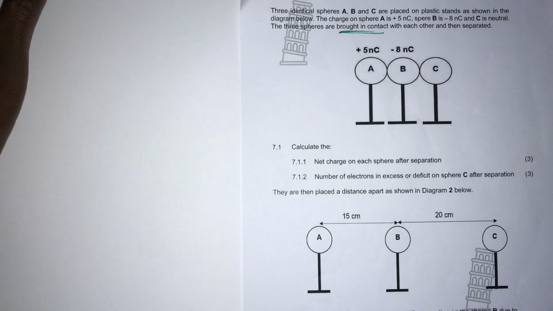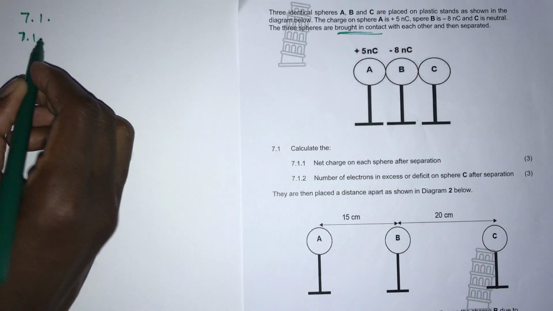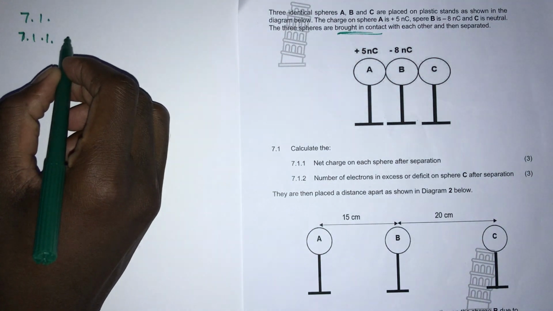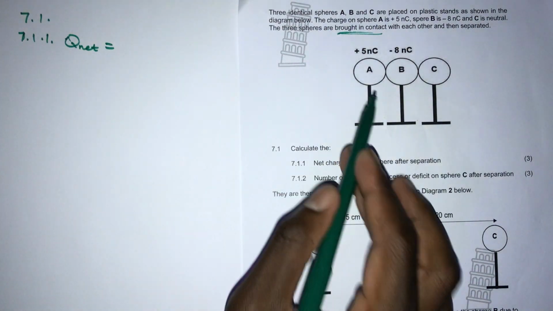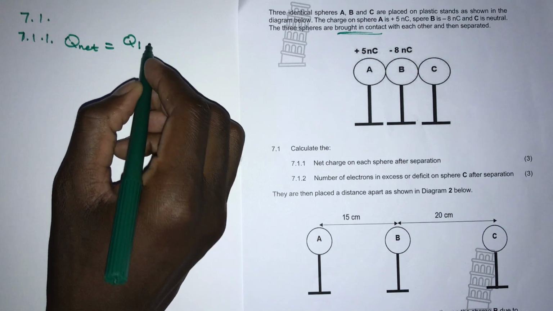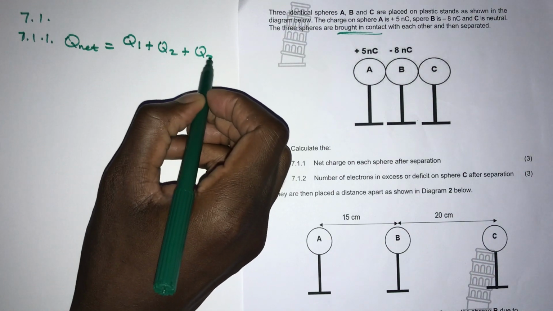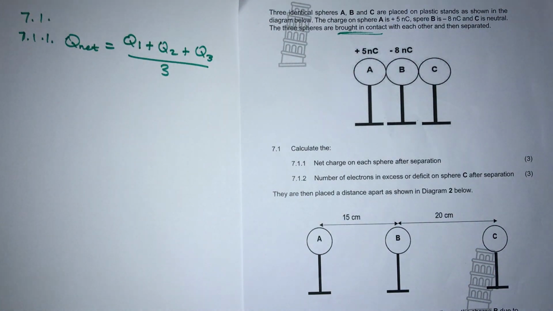So 7.1.1. They said calculate the net charge on each sphere after separation. After separation, they had a new charge, so it's also a net charge on that sphere, right? So let's say Q net, since they're talking about the net, is equal to one sphere, charge 1, plus the second sphere, charge 2, plus the last sphere, charge 3, over how many spheres? 1, 2, 3. That means we divide by 3.